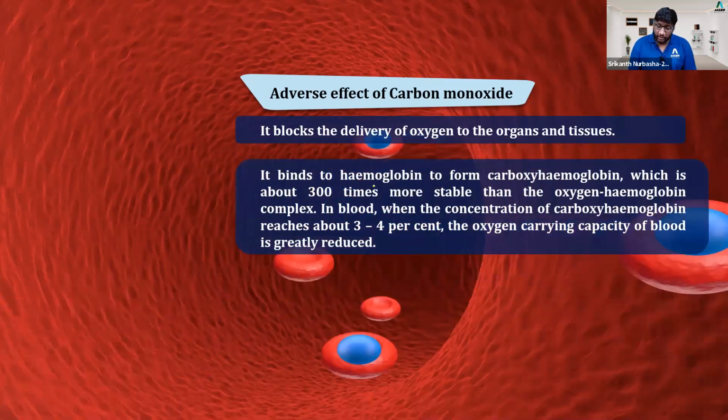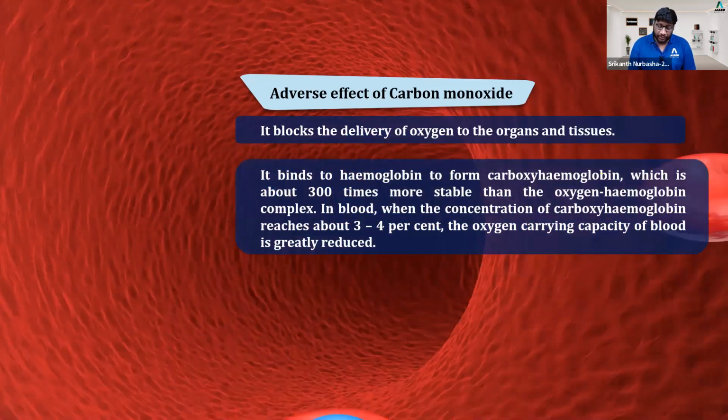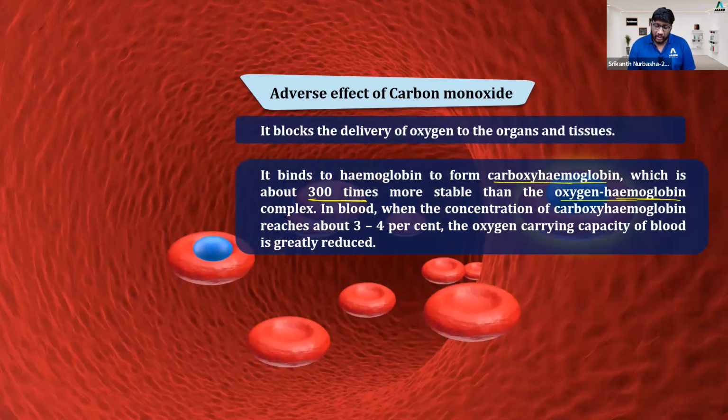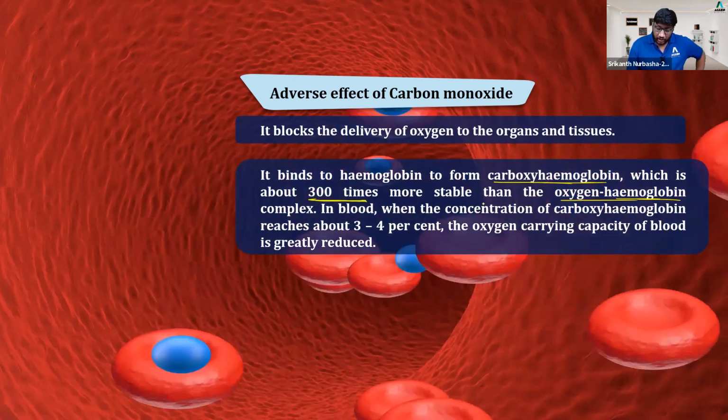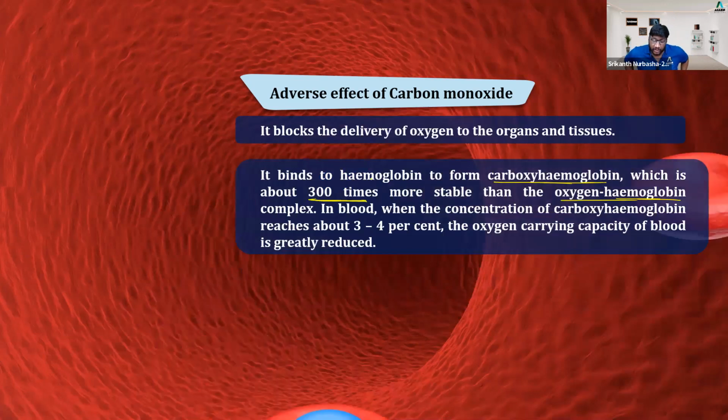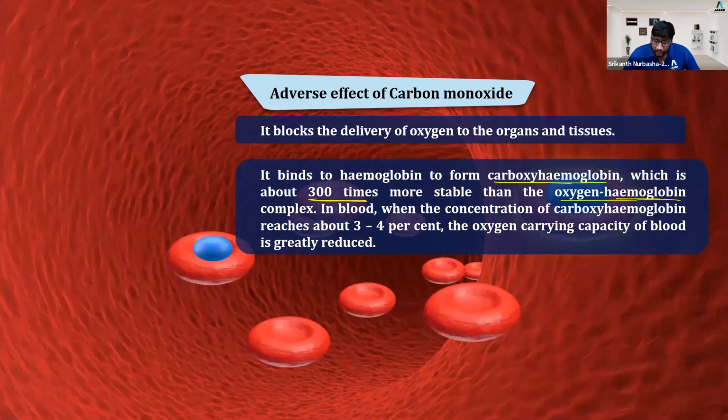It binds to hemoglobin to form carboxyhemoglobin, which is about 300 times more stable than oxygen hemoglobin. Why? Because CO is a strong ligand. It binds to hemoglobin to form carboxyhemoglobin, which is about 300 times more stable than the oxygen hemoglobin complex.